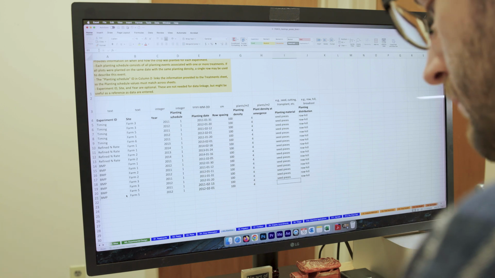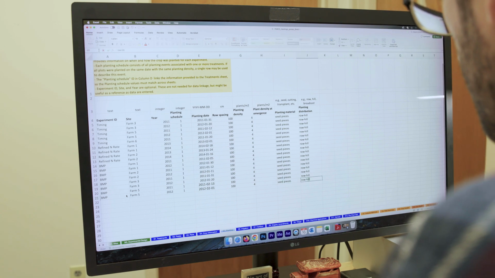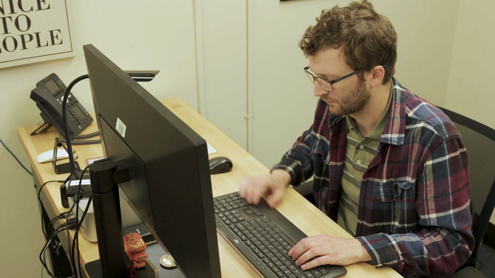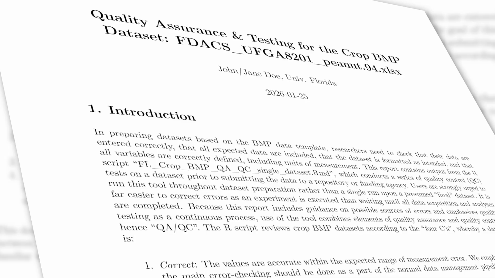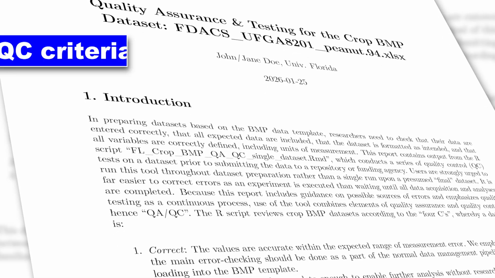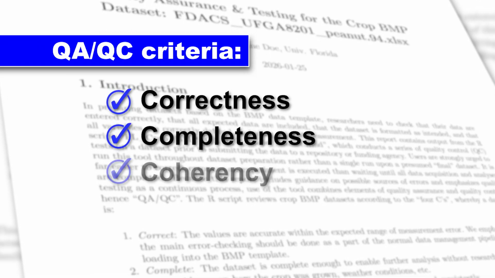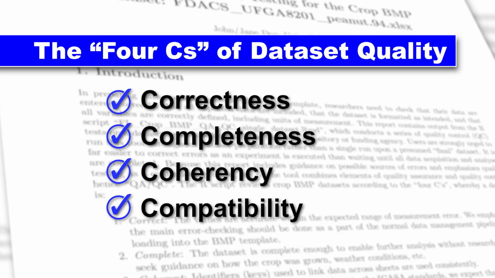In preparing a BMP dataset, researchers are strongly encouraged to add information regularly as experiments progress, and as part of this process, use the QA/QC tool to conduct QA/QC tests on a regular basis. This video describes the use of the QA/QC tool, which is written in R. The script reviews BMP datasets according to 4 criteria: correctness, completeness, coherency, and compatibility, which we call the 4 C's of dataset quality.